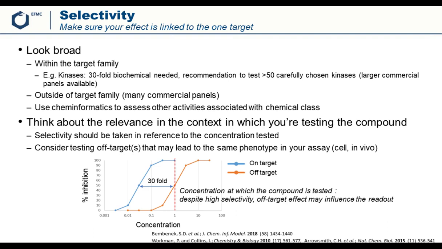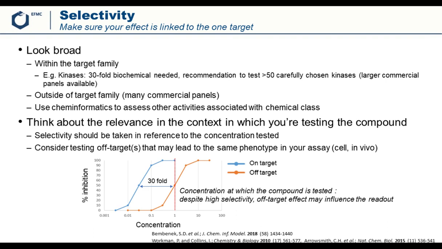There's no clear cutoff on how selective a compound should be, but there are some recommendations. For example, for kinases, which are very well studied, it's thought that a 30-fold biochemical selectivity is needed, and there's a recommendation to test at least 50 carefully chosen kinases, although there are much larger commercial panels available.